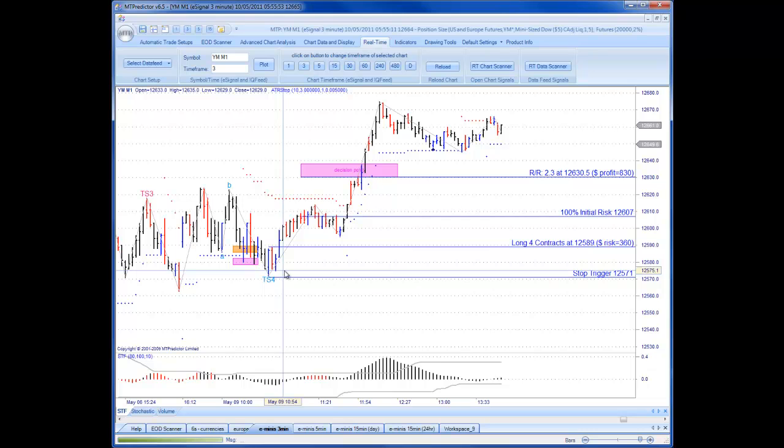It was nice to look at this trade in the actual webinar yesterday, particularly as it's a standard and automatic MTPredictor trade setup. So that's the entry. So let's look at the trade management. As we can see, the market went up and reached our first projected target.